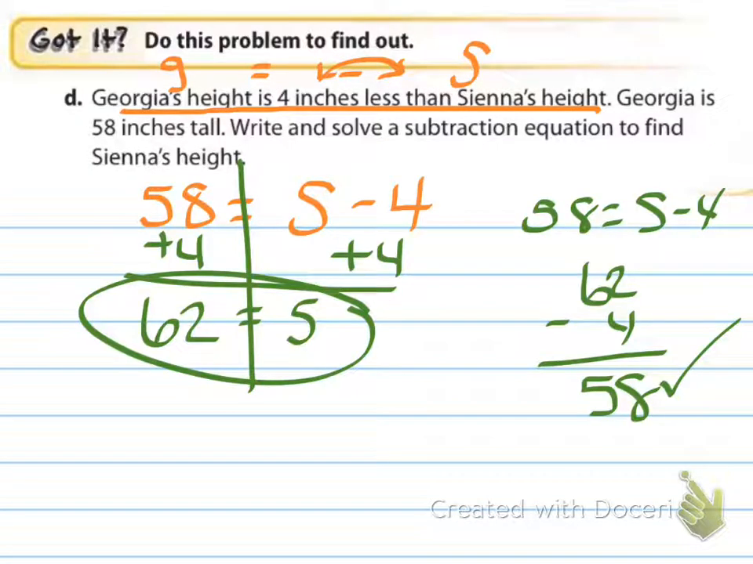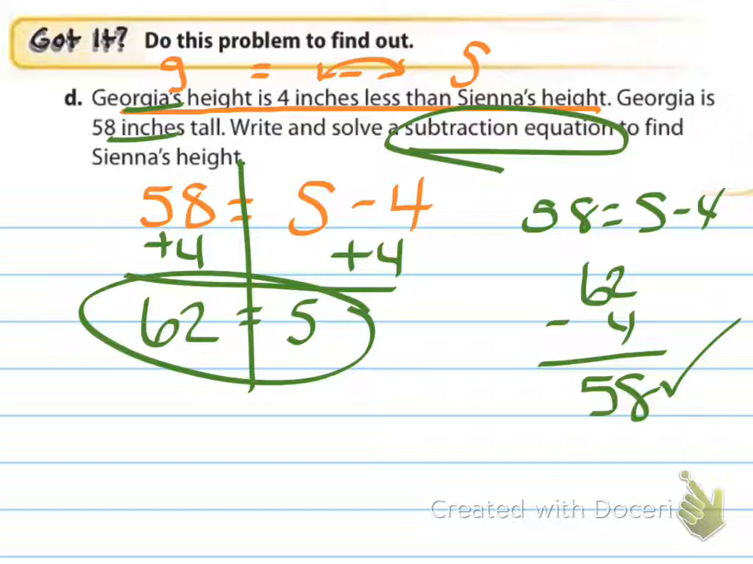All right, so Georgia's height is 4 inches less than Sienna's height, and Georgia is 58 inches tall. So write and solve a subtraction equation, which means that there better be a subtraction sign in my equation, to find Sienna's height. So I'm using S for Sienna's height. I was originally using G for Georgia's height, but then we found out that Georgia's 58 inches tall.